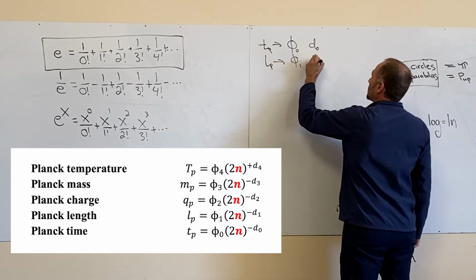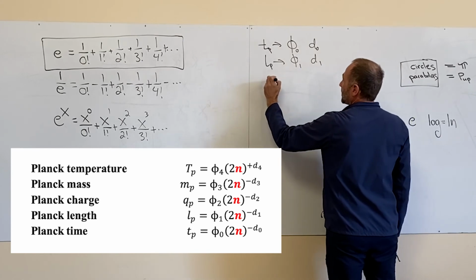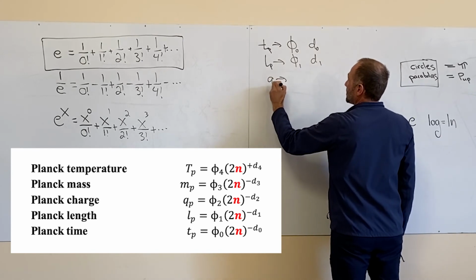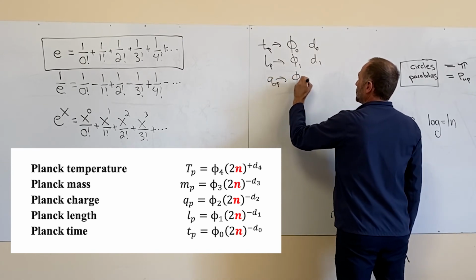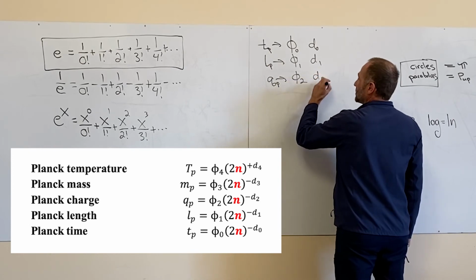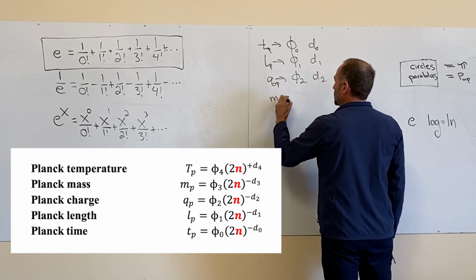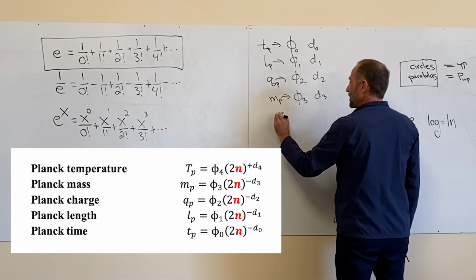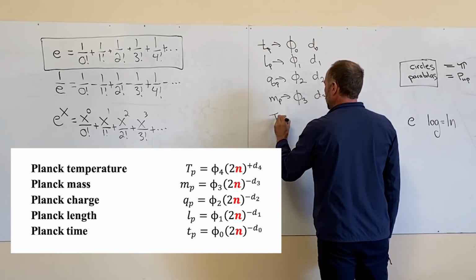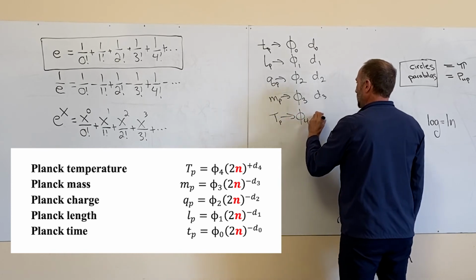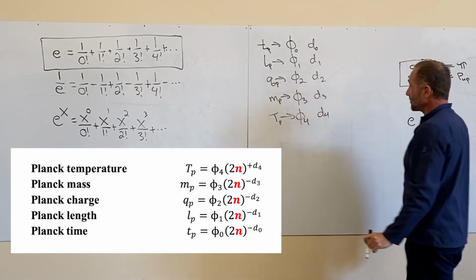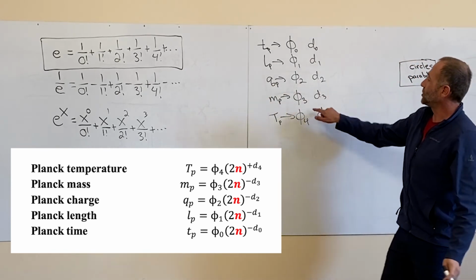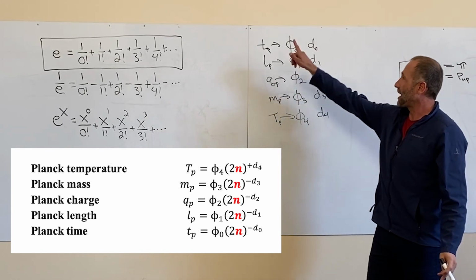Rotation 1, derangement 1, which was 35. The Planck charge had rotation 2 and derangement 2, and Planck mass, and Planck temperature, and the derangements of 4. So these two parts each define each of those boundaries.